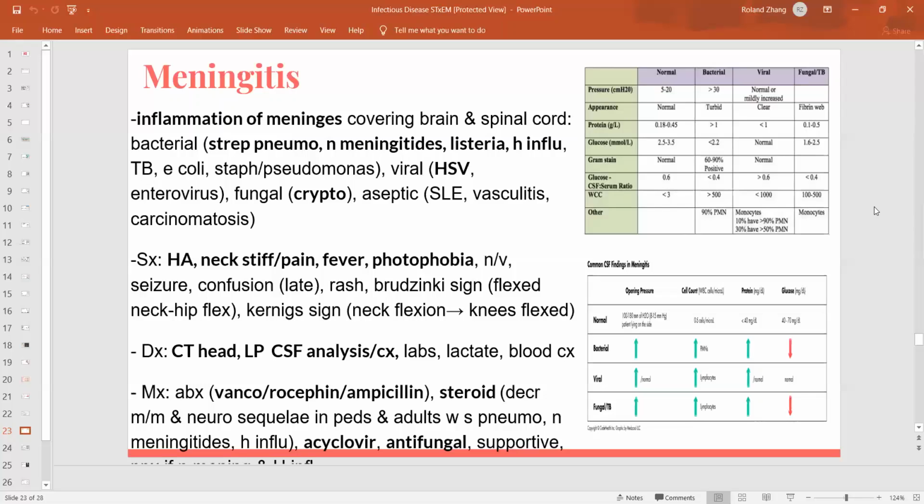And steroids will also decrease mortality and neural sequelae in pediatrics. And especially when the culture comes back as strep pneumo, Neisseria, or H influenza, the steroid will definitely be very, very helpful. Of course, if there's concern for viral, you start them on acyclovir for herpes, and antifungal, of course. Next slide.